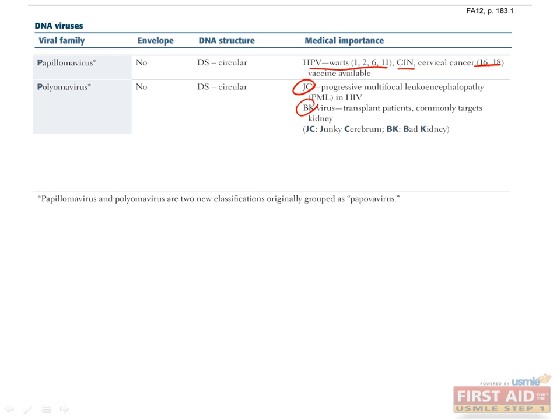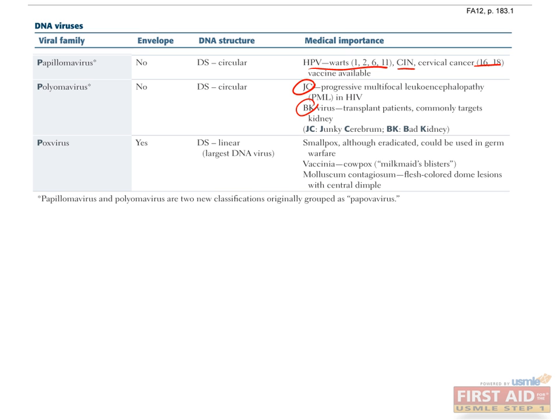JC virus becomes pathological only in immunocompromised individuals, such as those with AIDS, on chemotherapy, or immunosuppressants. Reactivated JC virus causes PML, a demyelinating disease which destroys oligodendrocytes in the CNS and leads to speech, coordination, and memory deficits. Finally, pox virus is the largest human virus and replicates in the cytoplasm.